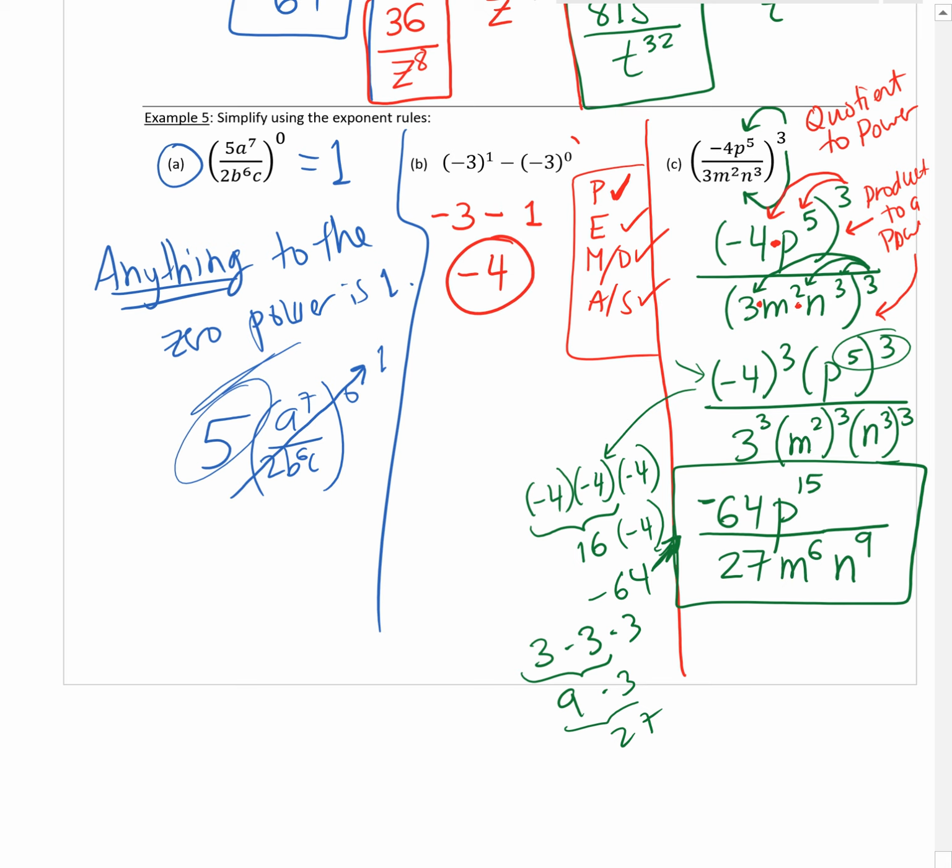I can't simplify that. I guess I would look at the 64 and the 27, say, oh, can that reduce 64 and 27? No, nothing divides into both of those, so you're doing good. It looks perfect. So I know that was kind of a lot to throw at you.